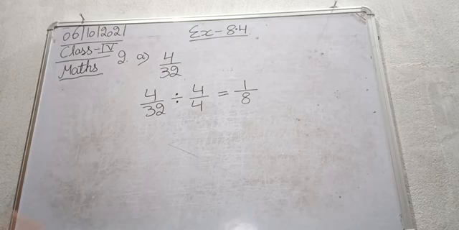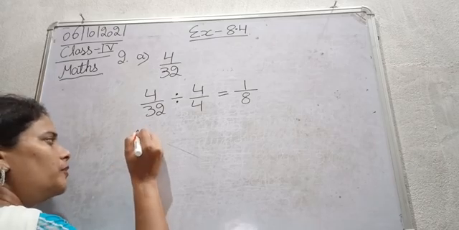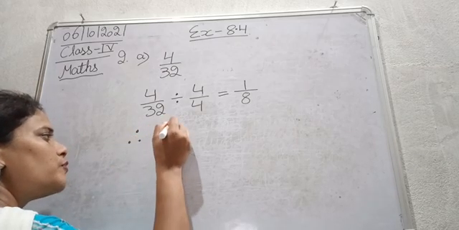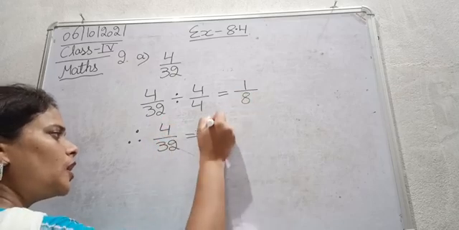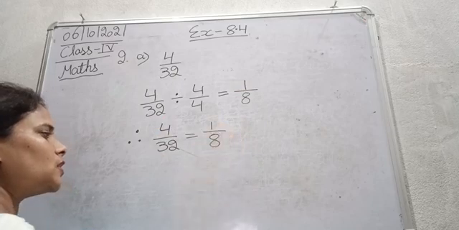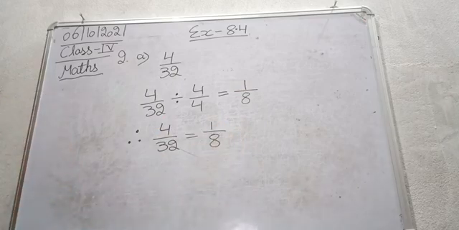So you can write down, therefore, 4 upon 32 is equal to 1 upon 8. So this is how you can find the equivalent fraction using division.